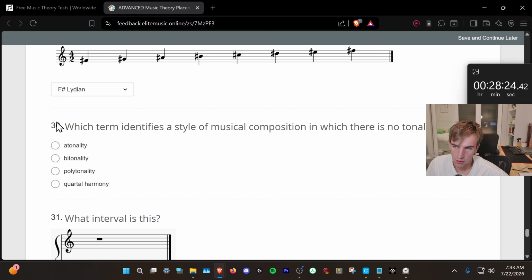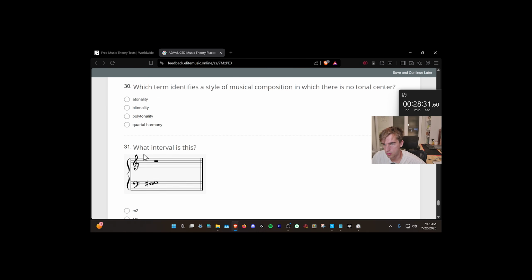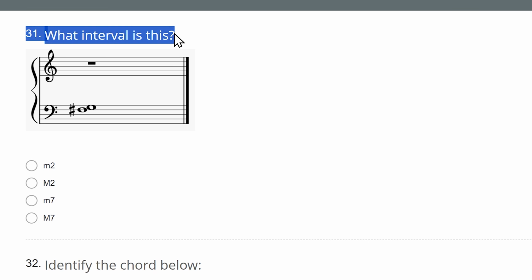Which term identifies a style of musical composition in which there's no tonal center? They said 30 questions and now it's 32. Whatever. No tonal center. When you have an A in front of a word, it means it's not that word. So atonality.